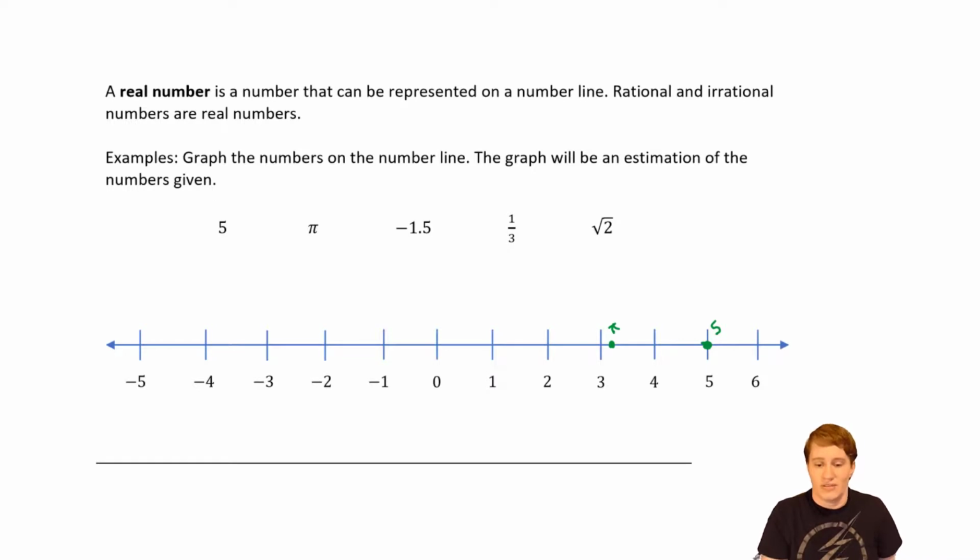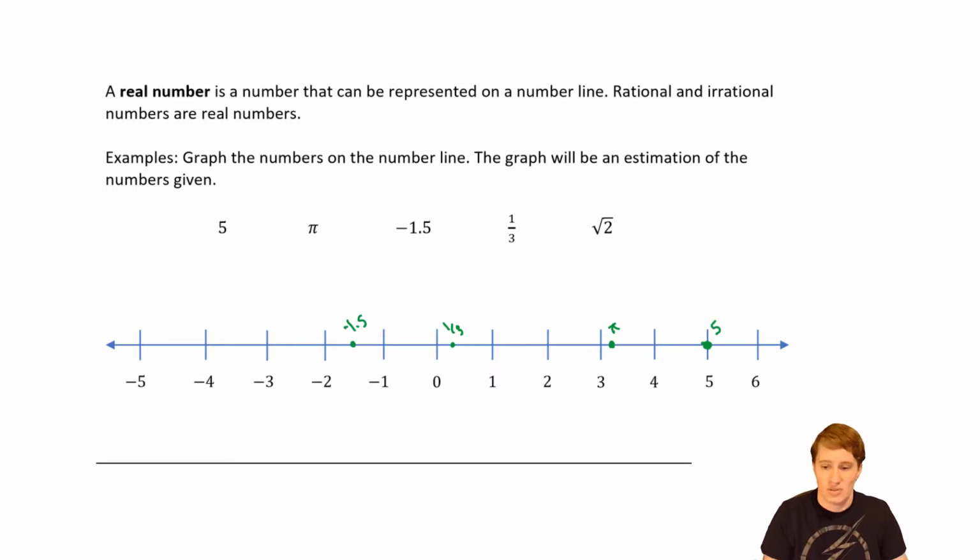Negative 1.5, again, we're approximating, but we can be kind of accurate, as in, this should be halfway in between negative 1 and negative 2. So it's a little bit easier to be like, okay, I feel pretty confident that that's in a good spot. As opposed to graphing 1/3, where I have to try to imagine dividing this up into thirds, right? And so this looks about like where 1/3 is.